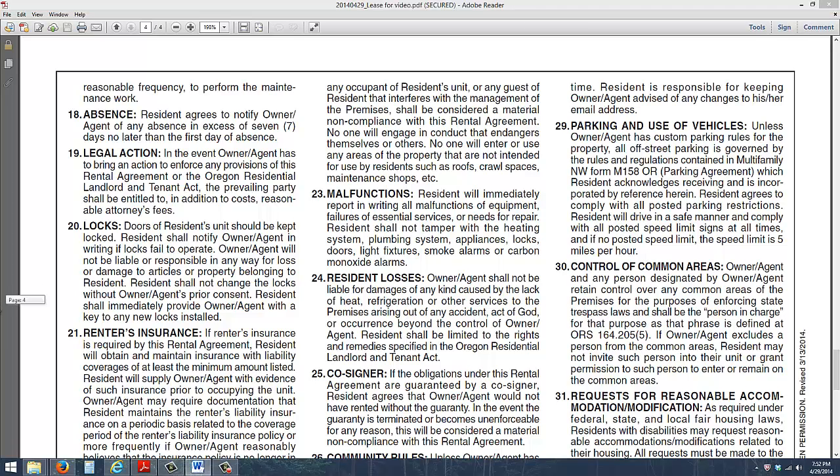Section 30 deals with control of the common areas. Basically says that the owner, agent, or somebody that we designate as the person in charge is allowed to enforce control of the common areas, meaning if we've asked somebody to leave the property and they're not allowed to return, that party is allowed to enforce that aspect of the trespass notice.